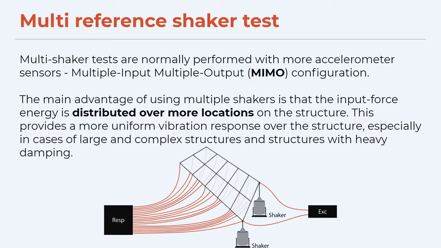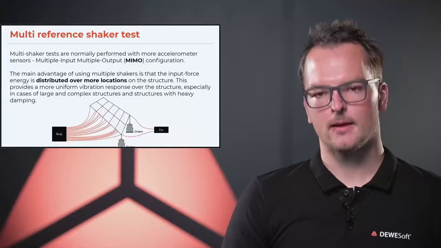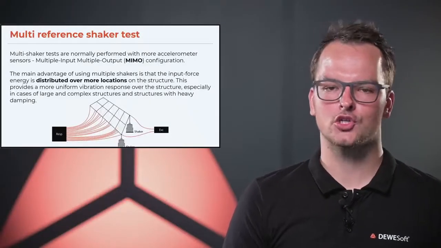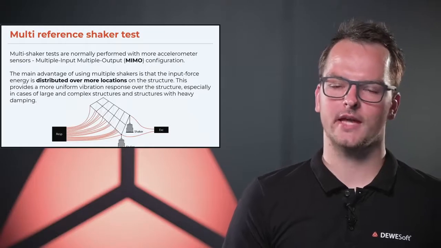If we focus now a little bit more to the multiple input, multiple output configuration, for that kind of test, we usually use more shakers to excite the structure, and also more accelerometers to cover the whole structure. And the advantage of using multiple shakers is that the input force energy is distributed over more locations on the structure. So this is especially helpful when we have a large or complex structures and with heavy damping.